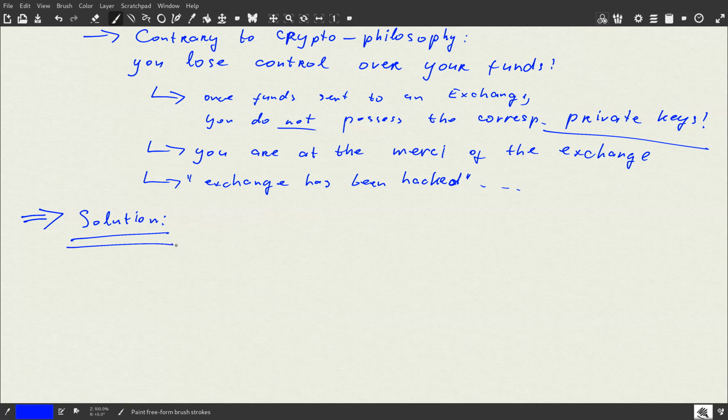And the solution is DEX, distributed exchanges. What DEX is, I provided sufficient motivation today. How to build the DEX, and we are going to build the DEX, we are going to discuss tomorrow.